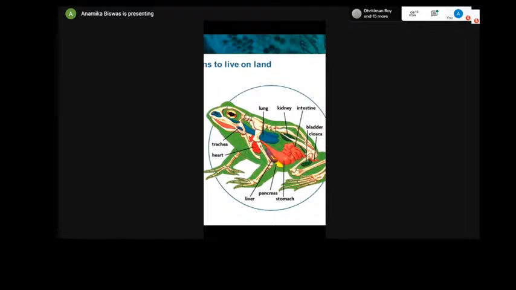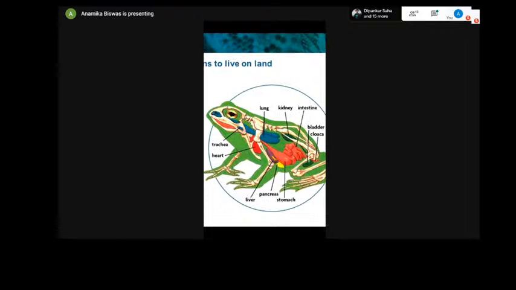In case of amphibians, heart is three-chambered. You remember, in case of fishes, the heart is two-chambered. But amphibians are more advanced than the fishes. Therefore, their heart is three-chambered with two auricles and one ventricle. Kidney is also present. Amphibians are mostly ureotelic.